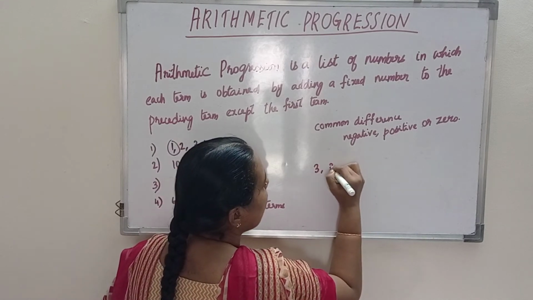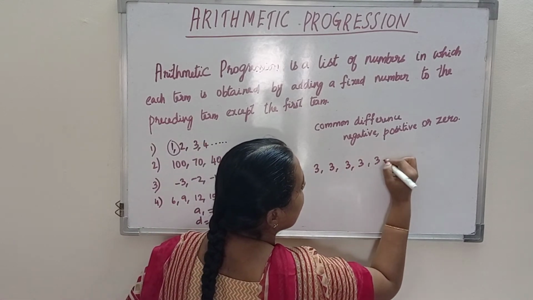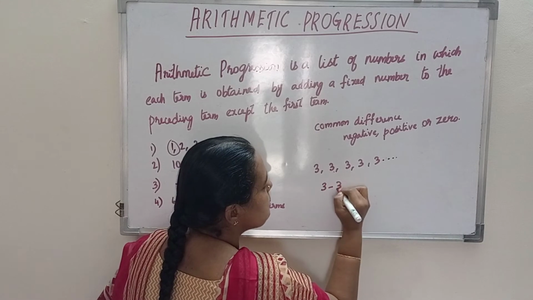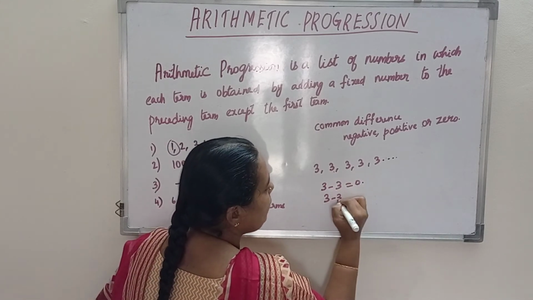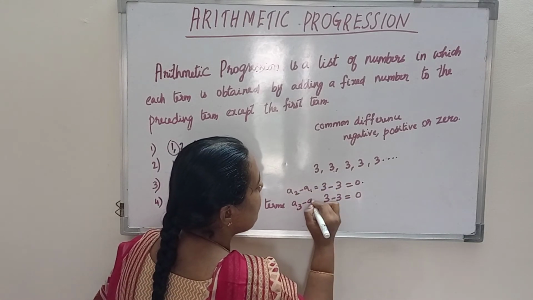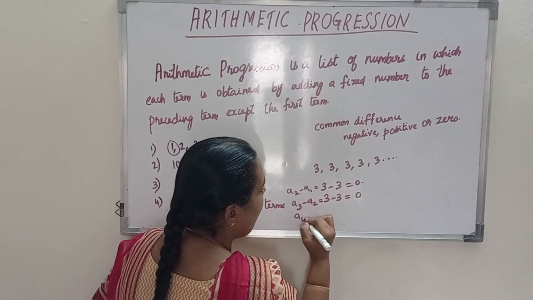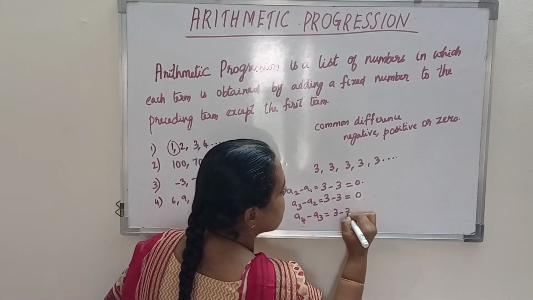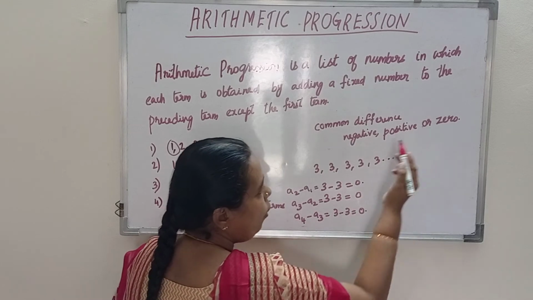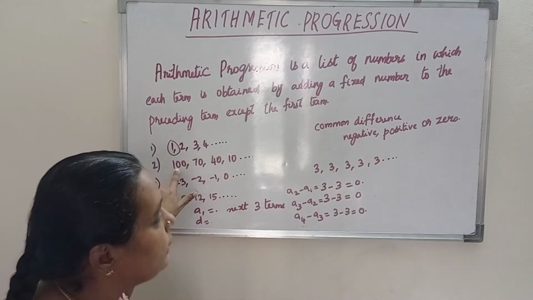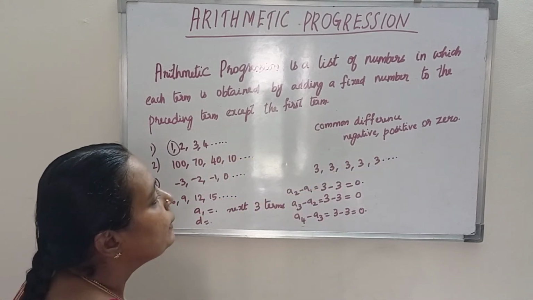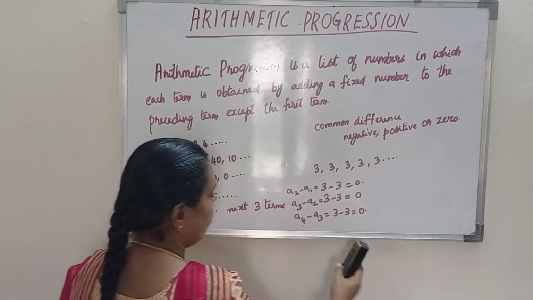See, suppose we have 3, 3, 3, 3 and so on. This is also AP because 3 minus 3 is 0. That is A2 minus A1 is 0. A3 minus A2 is 0. A4 minus A3, that is 3 minus 3, 0. So here the common difference is 0. So the difference can be 0, or as we saw in this sum it was minus 3, it can be negative, or in this sum it was plus 1, it can be positive. So the common difference can be negative, positive or 0.